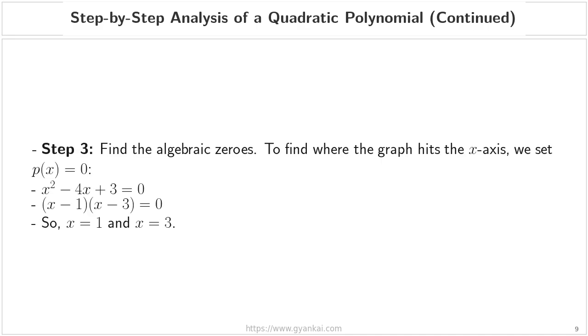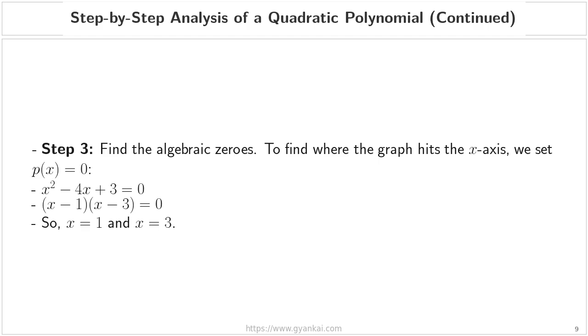Step-by-step analysis of a quadratic polynomial, continued. Step 3 is where we find the algebraic zeros. Remember from our earlier discussion on the geometric meaning of zeros that these are the points where the graph meets the x-axis. To find them, we simply set our polynomial p of x equal to 0. So we start with x squared minus 4x plus 3 equals 0.